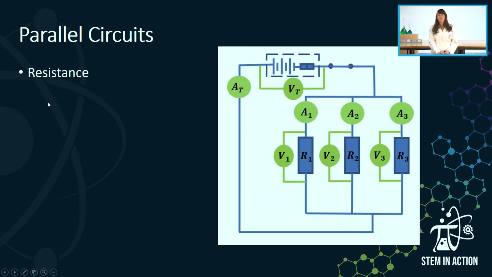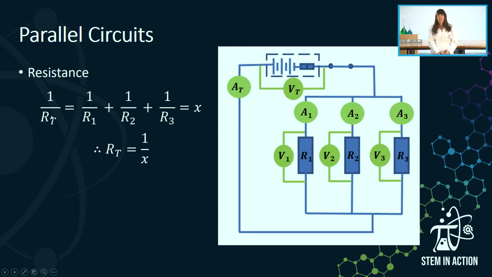In a parallel circuit, to calculate the total resistance, we need to say 1 over R total is equal to 1 over R1 plus 1 over R2 plus 1 over R3. You will then get an answer for that, which is, say for example, X, and then we must invert that to get R total. Don't forget to invert to get your R total.